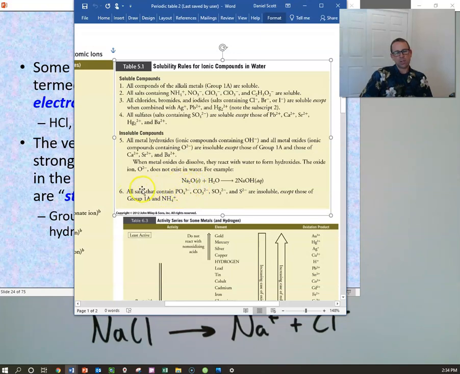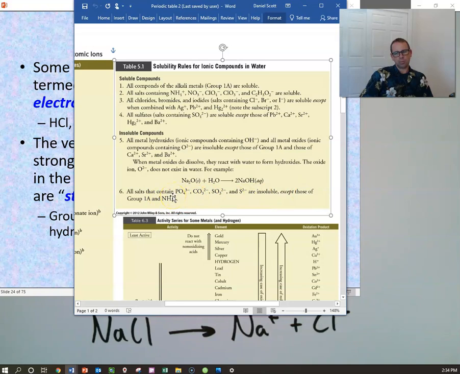So let's read what it says in group 6. It says all salts that contain phosphorus are insoluble, except those of group 1A and ammonium. You see that? So there is an exception there. So that's a very good question. This says up here, all salts containing these ones are soluble, but this one says all salts containing these are insoluble, but there's an exception for this one, and it's with ammonium.